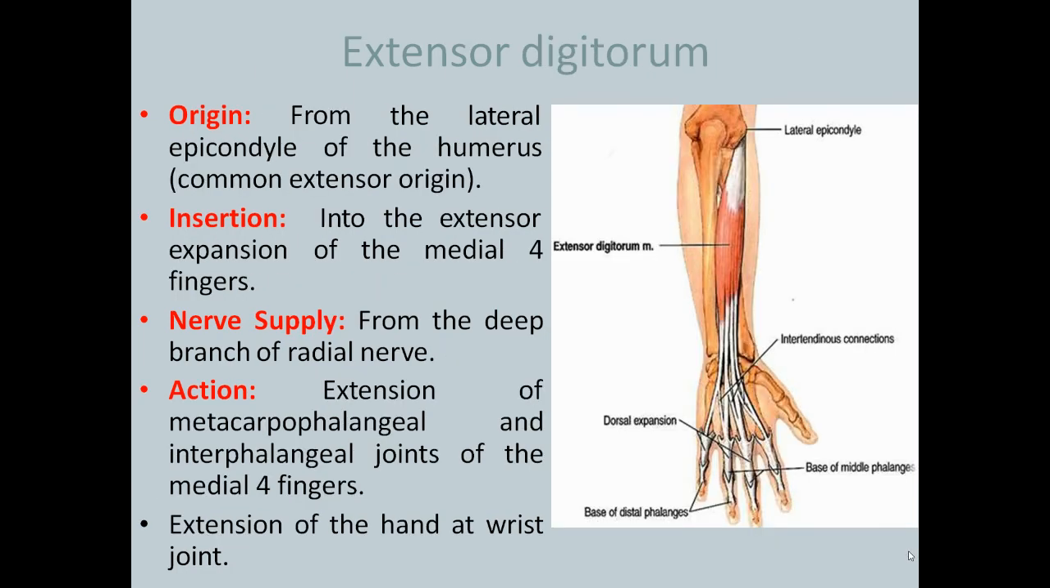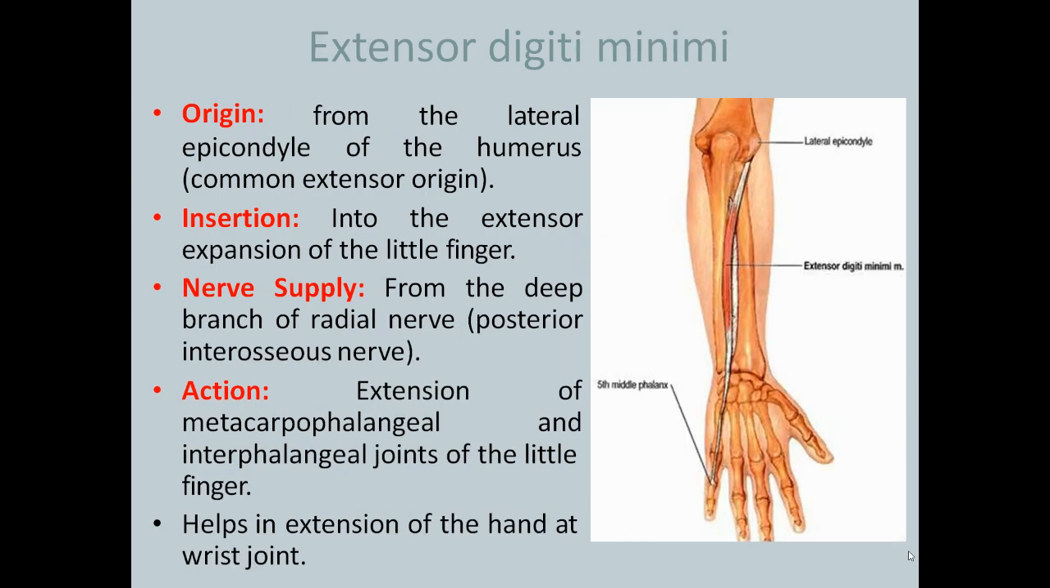Now we will see the extensor digitorum. It takes origin from the lateral epicondyle of the humerus, and it will insert into the extensor expansion of the medial four fingers. It is supplied by the deep branch of the radial nerve. The action is extension of the metacarpophalangeal and interphalangeal joints of the medial four fingers and extension of the hand at the wrist joint. So this is all about the extensor digitorum muscle.